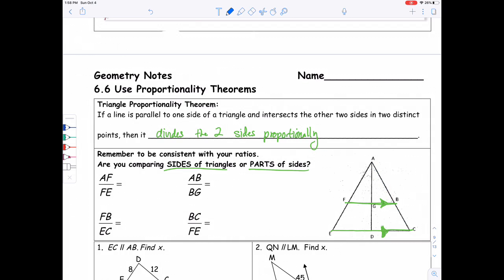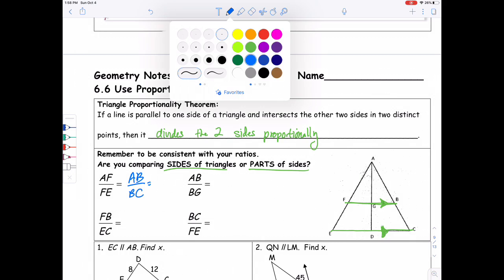So AF over FE. Let's take a look at what we have here. AF, you can see, would be kind of the side of a triangle, the top part. FE would be a part of the side. So we want to find something that's also the same. Another example would be AB to FE, or to BC. So AB to BC.